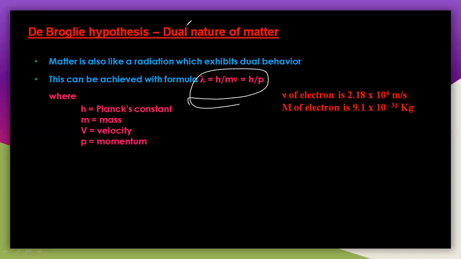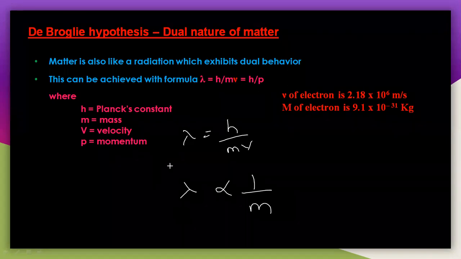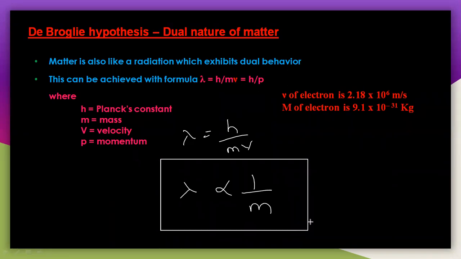So that is an important formula here. Lambda is equal to h by mv. Here this lambda is inversely related to the mass. That is the important thing here. See, this relation is a very, very important thing here.